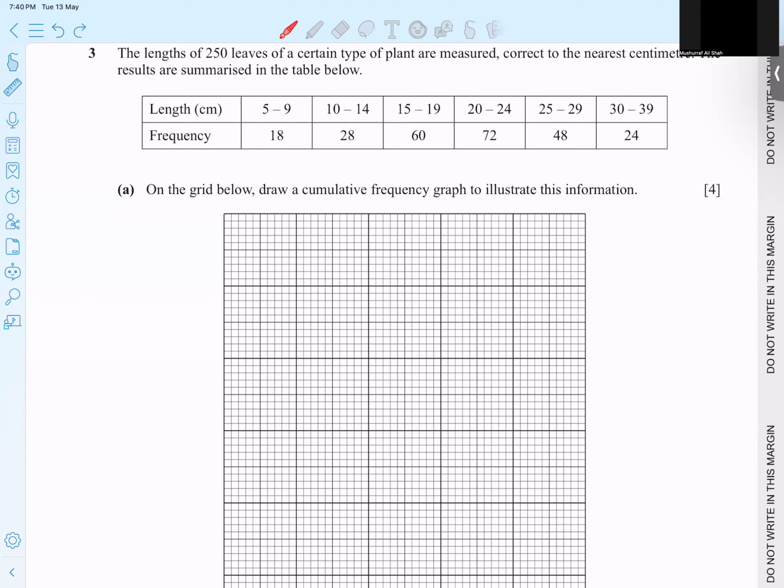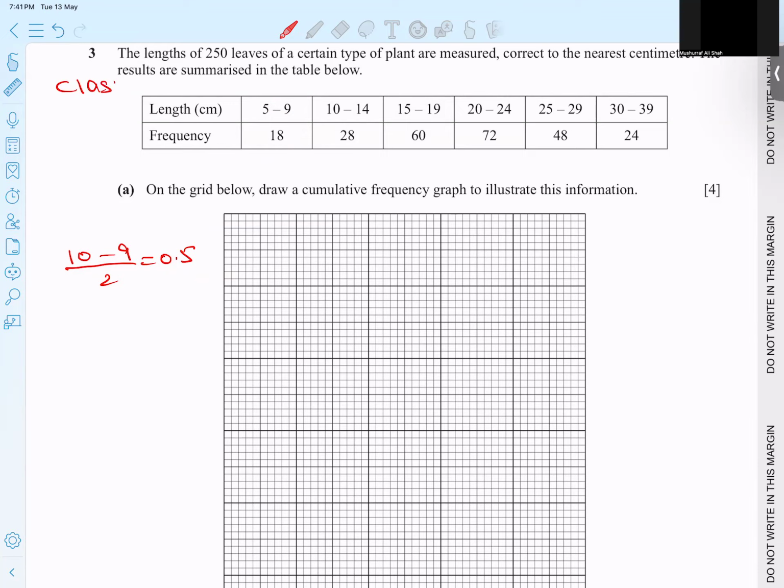How to convert it into continuous data? Subtract 10 and 9, I got 1. I show you the working: 10 minus 9, divided by 2, I got 0.5. And this 0.5 you always add to the upper limit and subtract from the lower limit. So I'm writing class boundaries.